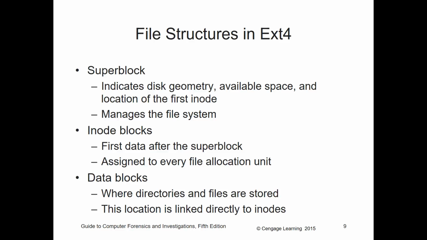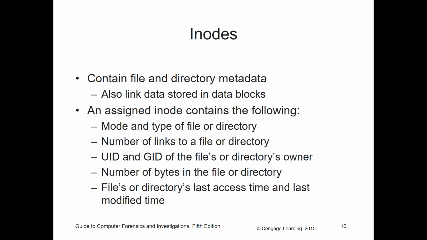Notice it says file allocation unit, not actual file allocation, because our last major block is a data block, and this is where the directories and the files are actually stored. So there is a very specific data block. Notice that a data block is linked directly to those inodes, because inodes point out the beginning of those files and folders. Inodes contain files and directory metadata. They also link the data stored in the data blocks.